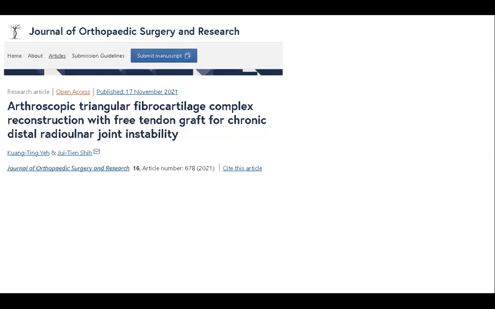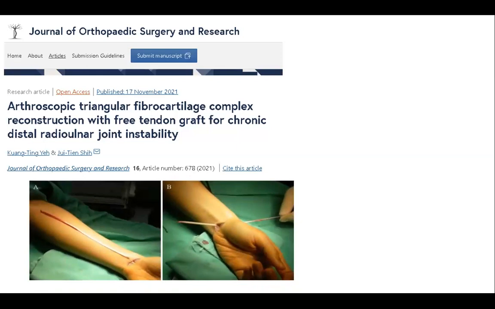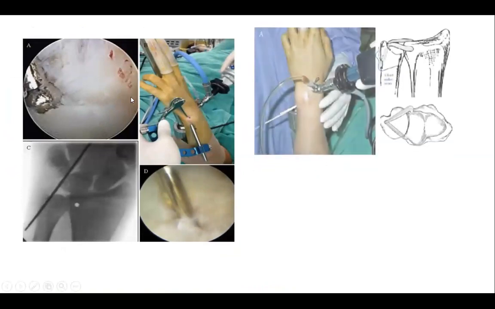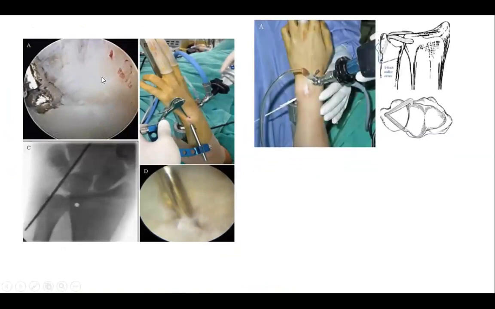This is the paper published in November 2021 by Tang et al., where they describe a procedure to repair irreparable TFCC tears. They used a palmaris longus tendon graft. The graft is harvested and shuttled through the radius, just 5 mm lateral to the sigmoid notch.